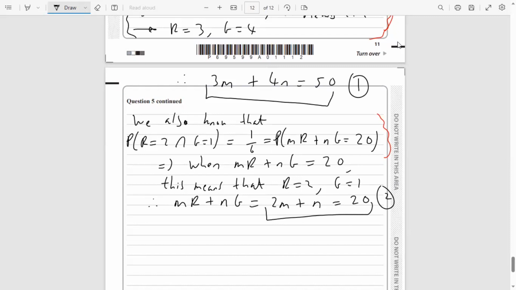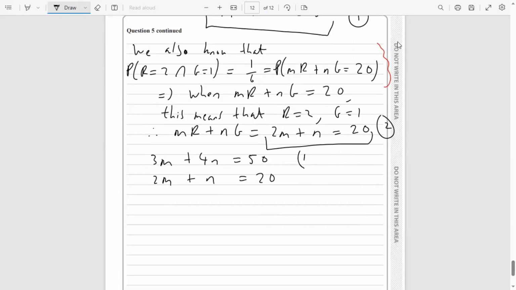So you got this first one there, and we got this second one there. So we got a simultaneous equation. So let's just write them on top of each other like this. We got 3M plus 4N is equal to 50. And we've got 2M plus N is equal to 20. So it's up to you how you like to solve your simultaneous equations. So we could do the GCSE method where we multiply one of the equations by a number and then take away that equation. Let's just do that here, for example.